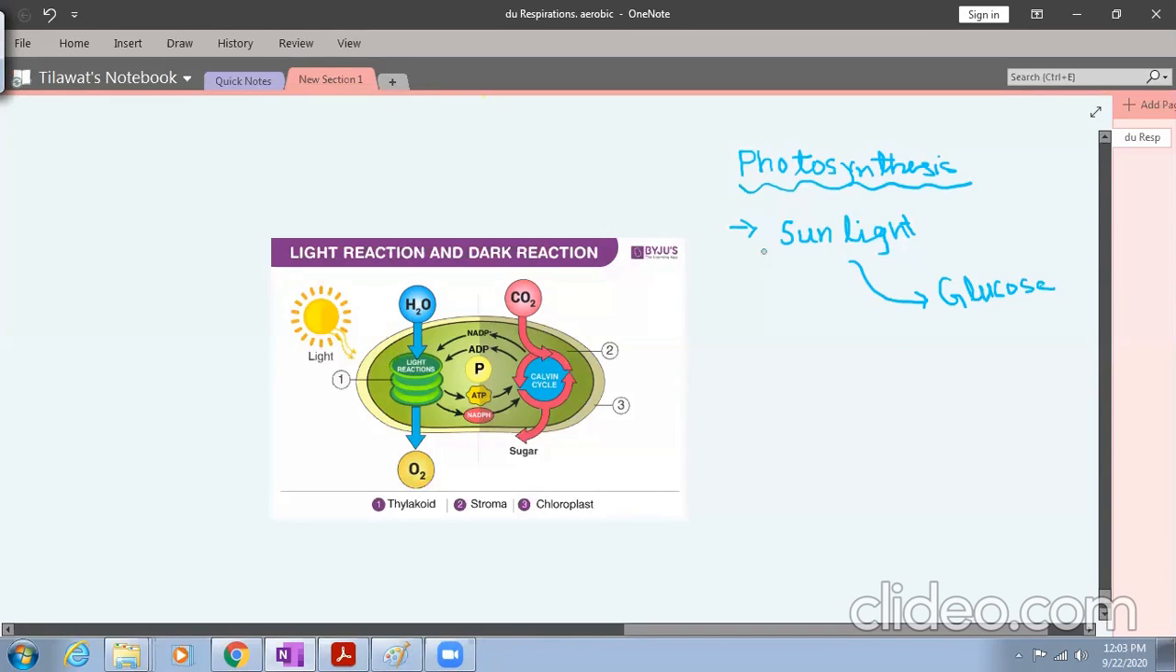The process of photosynthesis will complete in two steps. First is the light reaction of photosynthesis. These are the steps involved in the process of photosynthesis. First one we have the light reaction of photosynthesis. Another we have the dark reaction of photosynthesis or Calvin cycle.